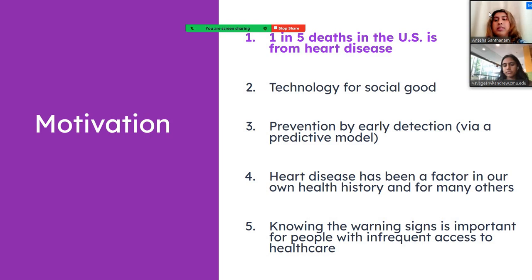The motivation for pursuing this project was that 1 in 5 deaths in the US per year are from heart disease, which is an alarming statistic, and a lot can be done to solve that. Technology for social good is also something that we've learned in and outside of class, and using machine learning for social good as well, so we wanted to apply those lessons learned in a real life aspect. Additionally, prevention by early detection via a predictive model can be an amazing asset for patients. Heart disease has also been a factor in our own health history and also for many others, so we know that we're seeing people in real time being affected by it, and knowing the warning signs is important for people with infrequent access to healthcare, and in order to do that, a machine learning model would definitely help them.